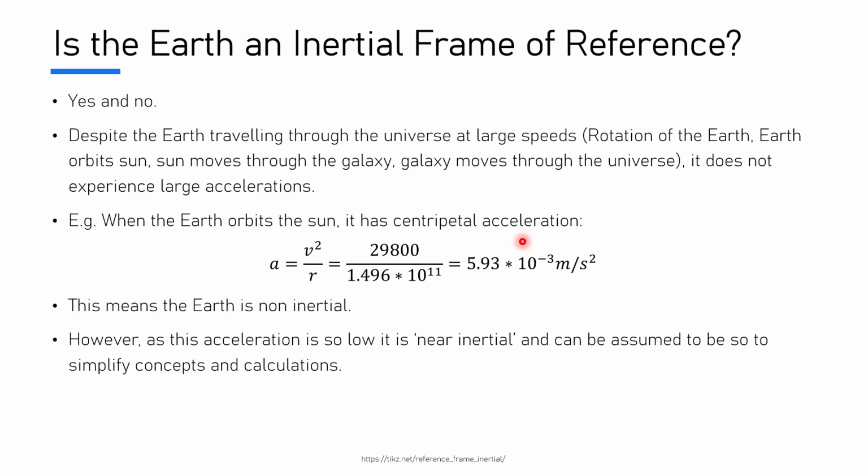It's not like we're slamming on the brakes or doing a really hard corner in a car and our whole bodies shift towards the left or the right. None of that's happening due to the Earth's movement. Therefore, we can kind of estimate or approximate the Earth to be an inertial frame of reference, but technically it is near inertial. However, when we're talking about concepts and calculations, we will assume that standing still on the Earth is considered an inertial frame of reference to sort of make our concepts work.